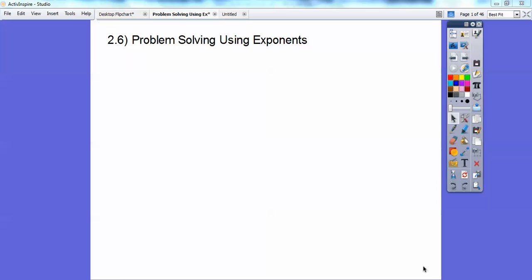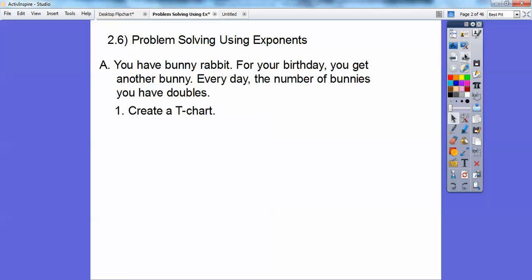Hey everybody, this lesson is called Problem Solving Using Exponents. Alright, so here we go.